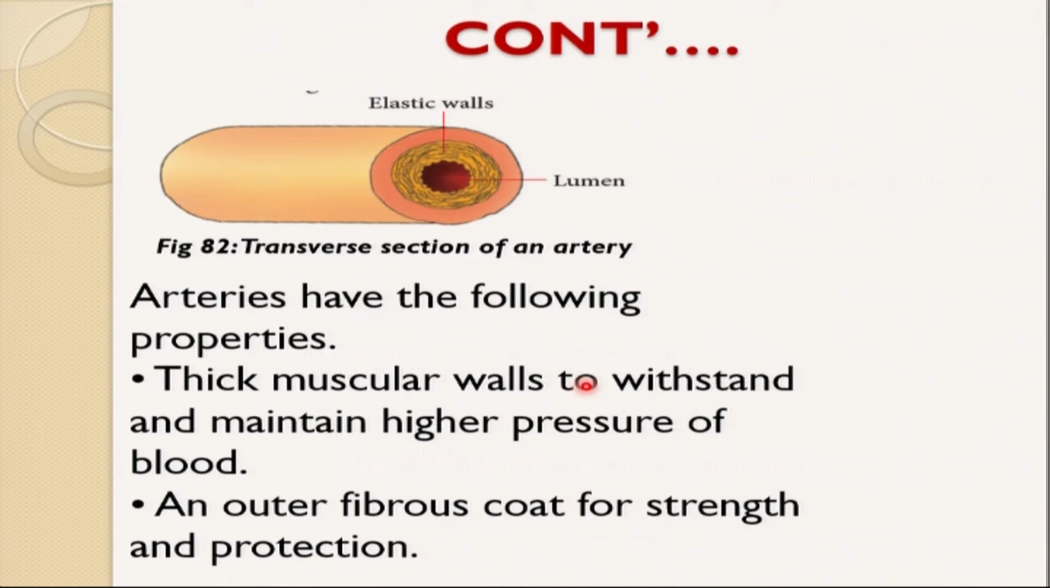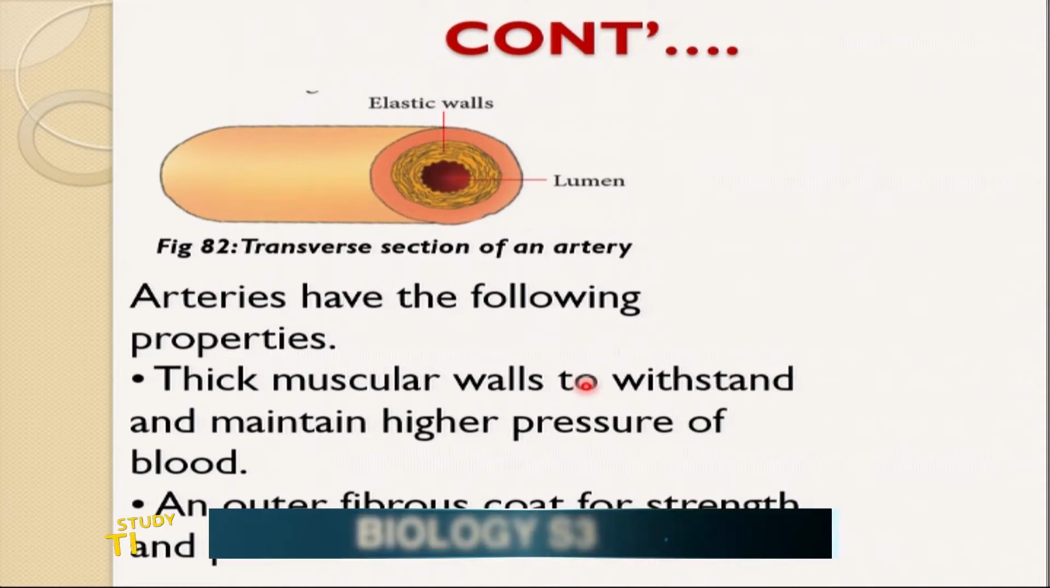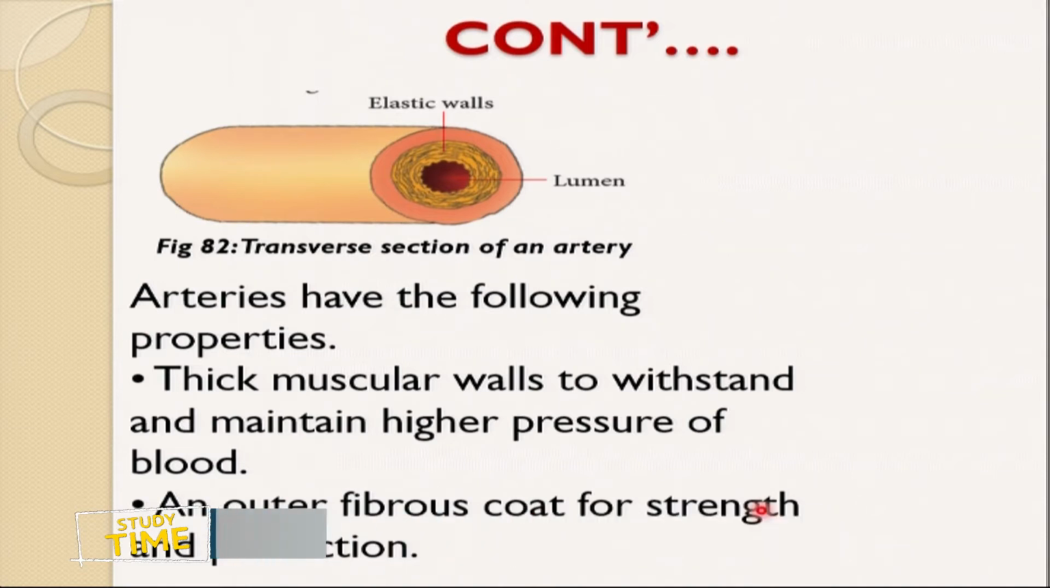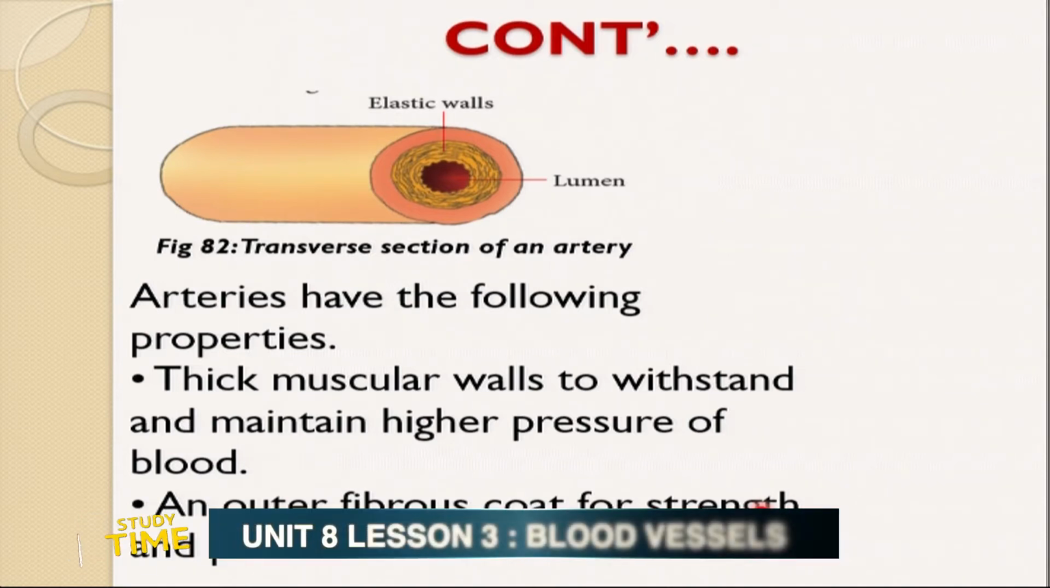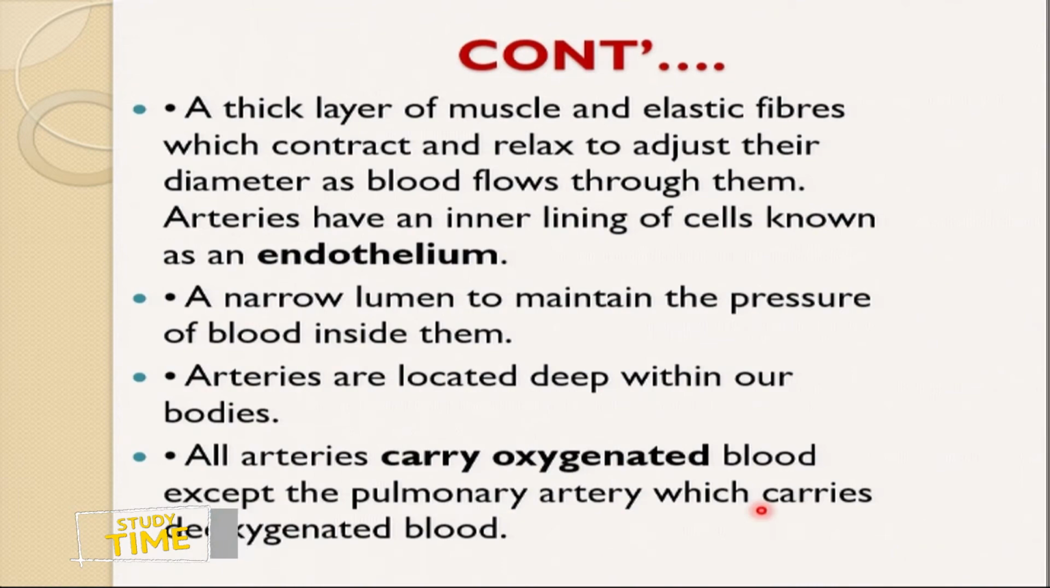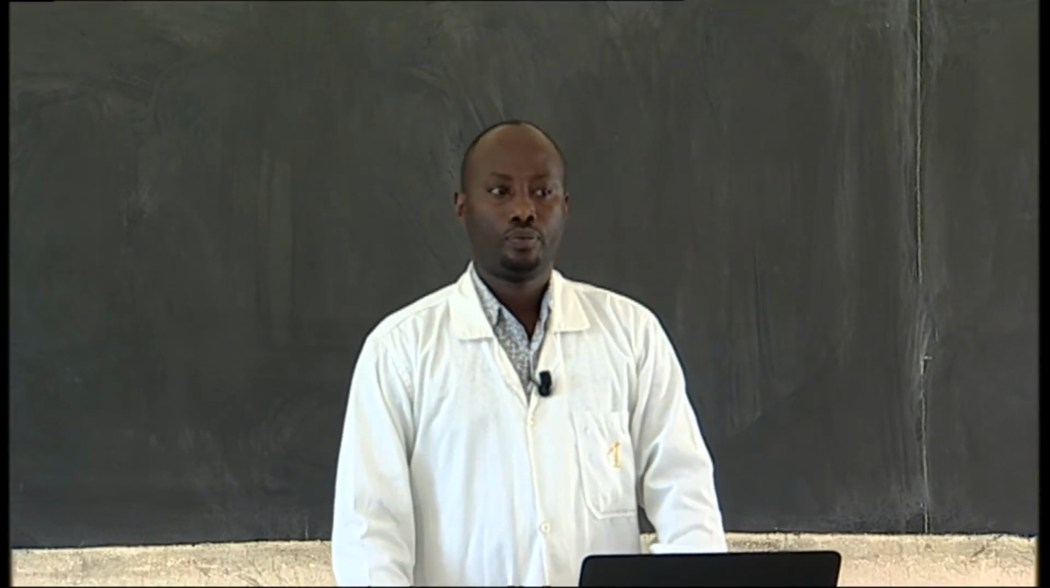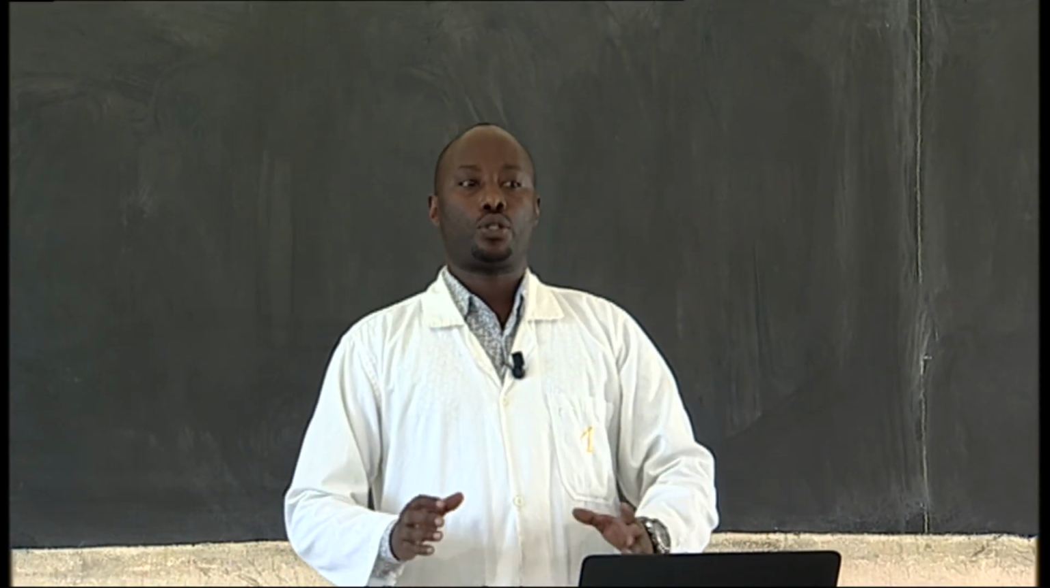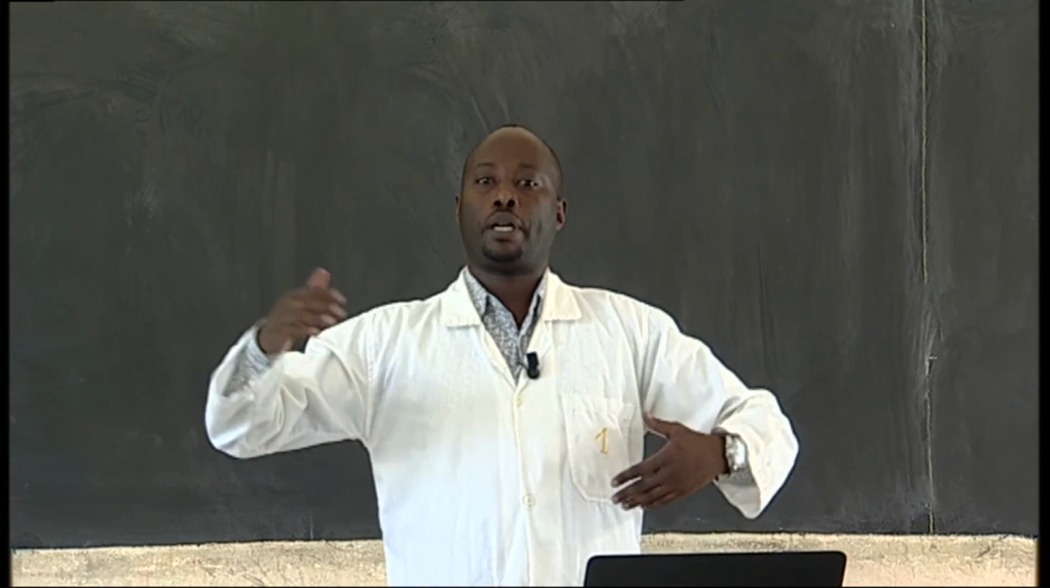Number two, the outer fibrous coat for strengthening and even protection. The third characteristic of the artery is a thicker layer of muscles and elastic fibers. They are able to expand.